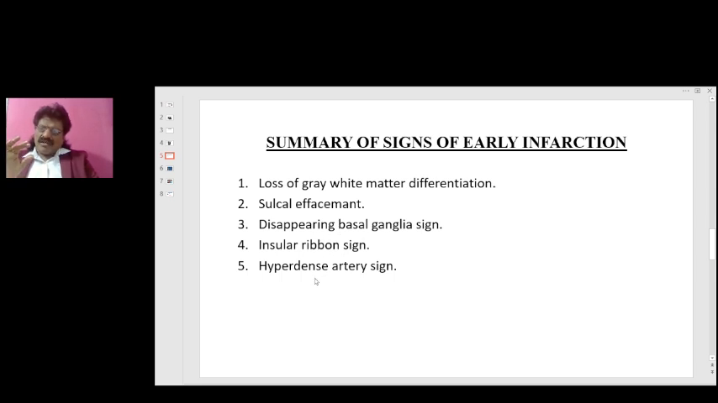And the acute clotted blood appears hyperdense, especially in the MCA, which is the hyperdense artery sign. So this is a summary of the signs of early infarction: loss of gray-white matter differentiation, sulcal effacement, disappearing basal ganglia sign, insular ribbon sign, and hyperdense artery sign. Any person who comes with stroke, who presents early, we have to look for all these signs on neuroimaging.